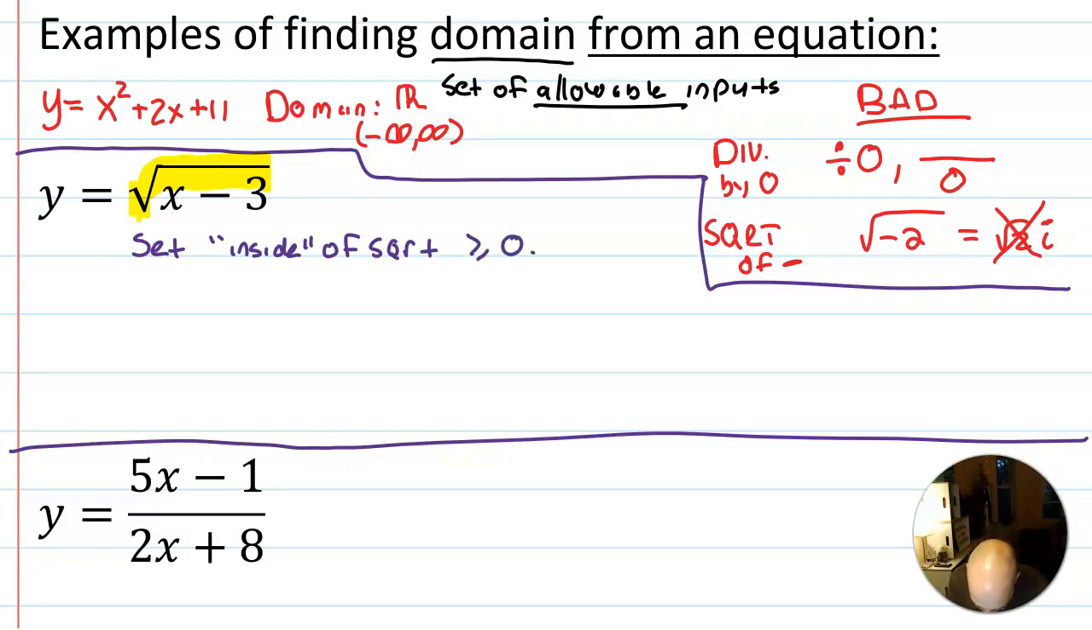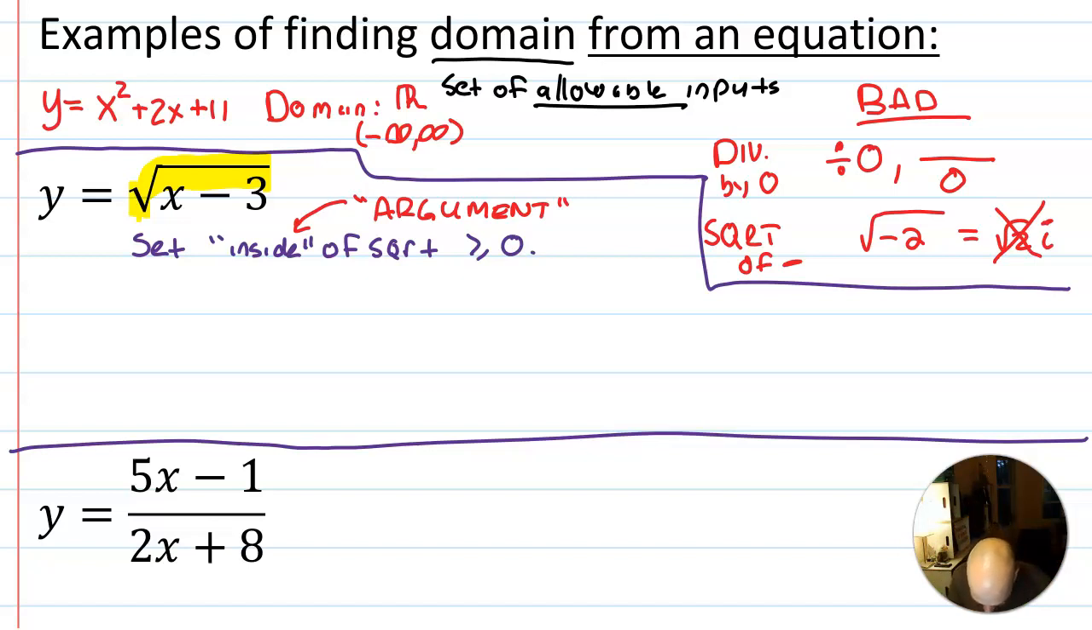By the way, there's a fancy word for the inside of the square root. It's called the argument. It's actually the inside of any function that is called the argument, and that's a term we're going to use a lot because it's helpful to have a word for that, so you don't have to just say, oh, the inside of the parentheses. So we're going to set the argument here greater than or equal to 0.